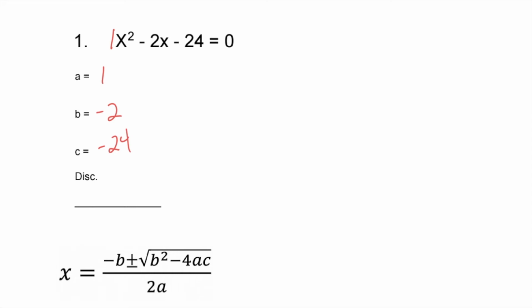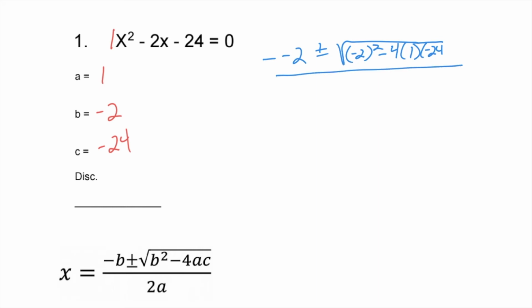So let's go through it. We'll start with the opposite of b, so negative of negative 2, plus or minus the square root of b squared, so negative 2 squared. And notice I'm going to put in the parentheses because later on when you try to do this in the calculator, you need to put in parentheses. But minus 4 times a, which is 1, times c, which is negative 24, divided by 2 times a, which is 1.